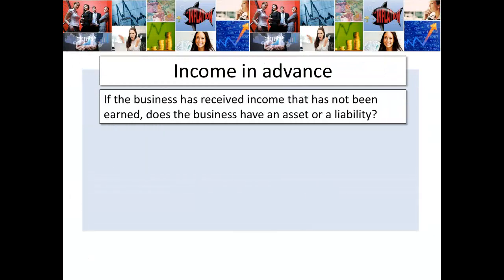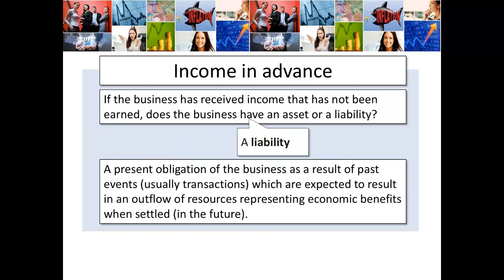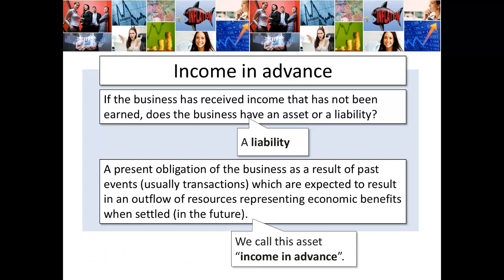Income in advance. So the business has received income that's not been earned. Does the business have an asset or a liability? It must be a liability. They haven't earned it yet, but they've been paid for it. This is a present obligation of the business as a result of past transactions, and the expected result is an outflow of resources, so representing economic benefits when settled at a later date. And we're calling this liability income in advance.